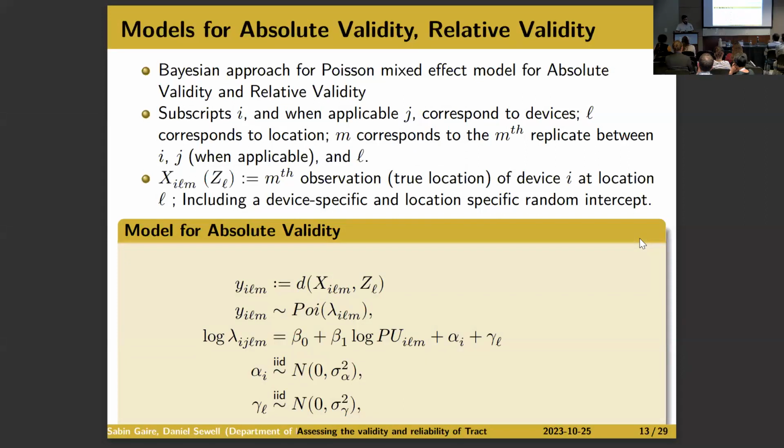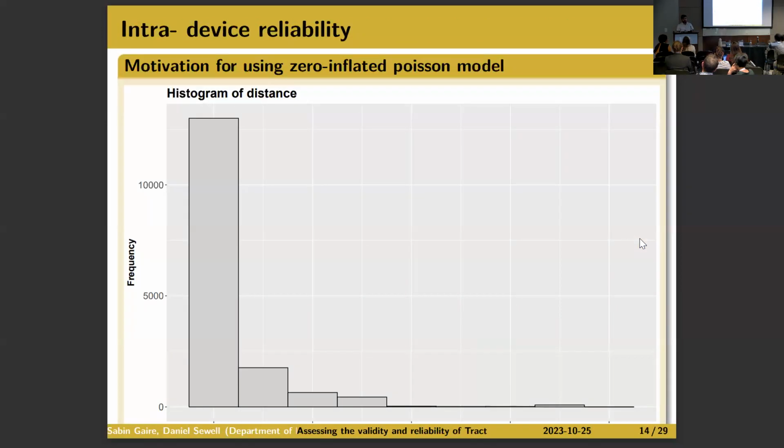For the modeling, for absolute validity and relative validity, we use a Bayesian approach with a mixed effect Poisson model, because we expected the data to give us a continuous distribution. But what happened was the data would be still for 30 seconds, then just go down and remain still. We thought if we held it still for a minute, we'd just see up and down, but that didn't happen. So we had to use a discrete distribution. We use a Poisson distribution with random intercepts for location and device. And for intra-device reliability, same thing, but we have to use the zero-inflated Poisson model.